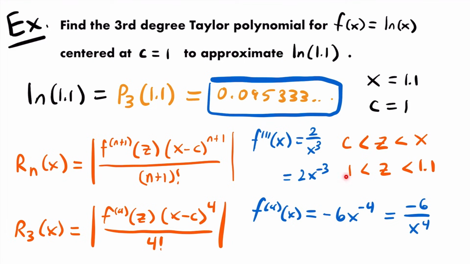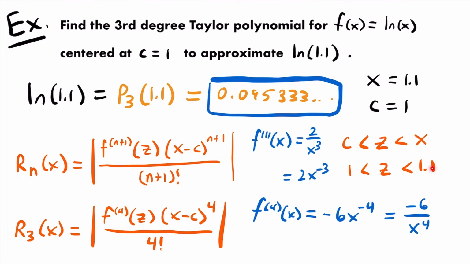Now if we plug 1 and 1.1 into this fourth derivative, which of those values will make this derivative the biggest, not taking that negative sign into account? Because that negative sign is going to be removed when we take the absolute value of that fourth derivative. If we plug 1 into this denominator, we'll have 1 to the fourth power in the denominator. And if we plug 1.1 in, we'll have 1.1 to the power of 4.